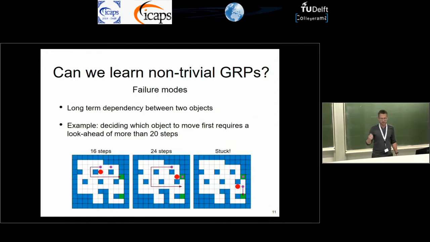So in a continued effort to figure this out, we looked at more failure modes. And the second most common failure mode was the inability to deal with long-term dependencies between actions, like really long-term. And here's an example. You have two objects. You move the first one down to the goal. And the moment you put the object on the goal, the agent is actually stuck. There's no way to recover from this. And that's not actually clear until 24 steps later, when the second object is moved to that bottom square.